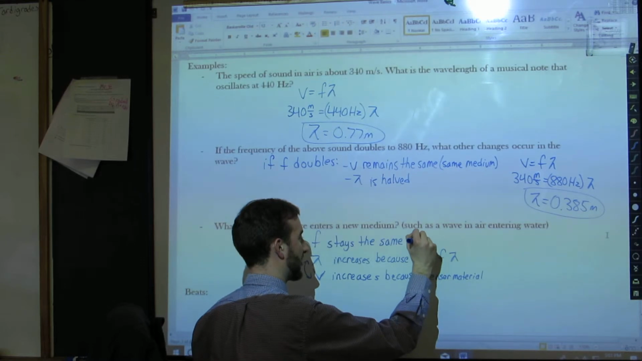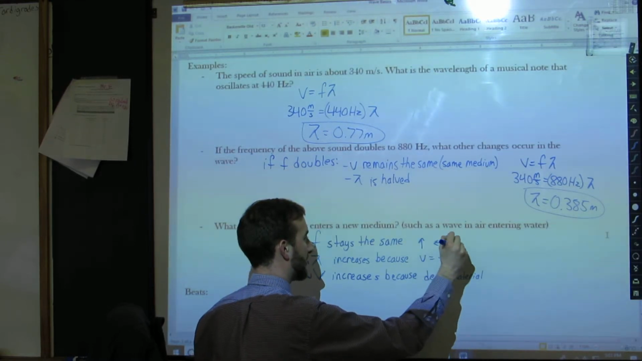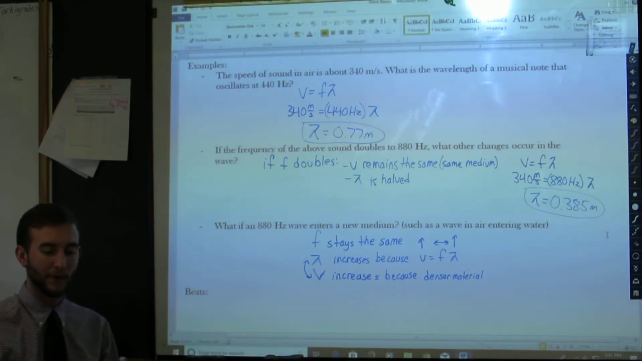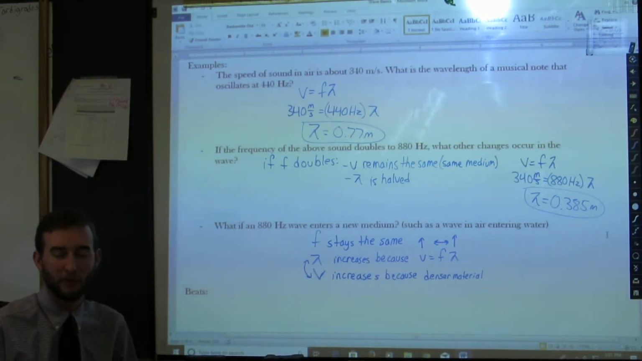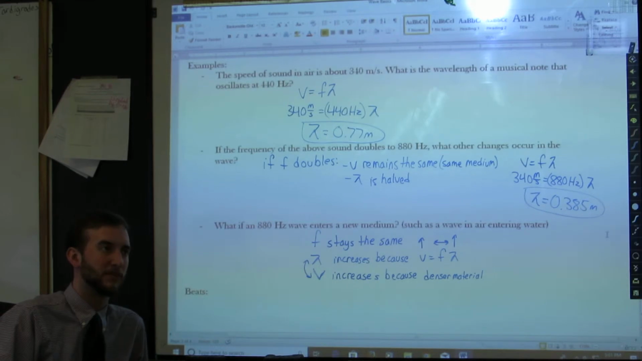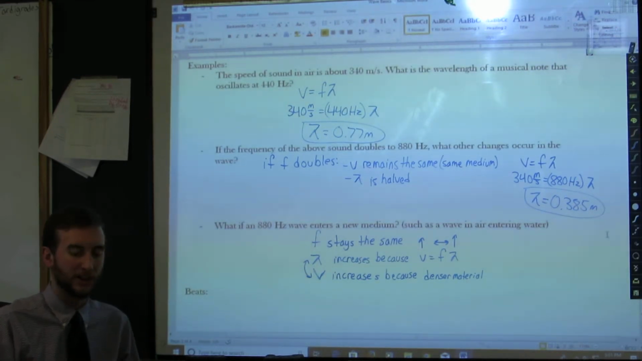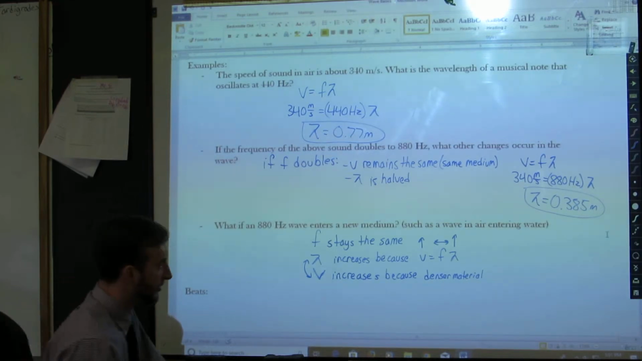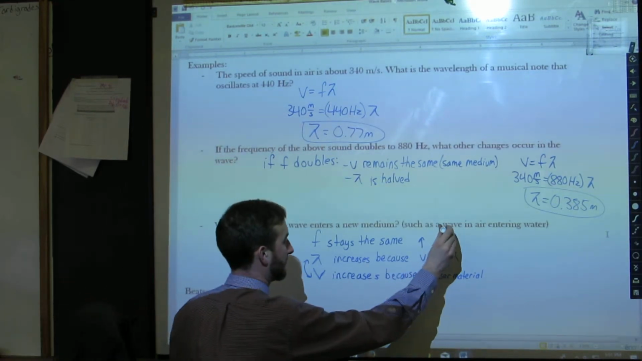So the velocity went up, frequency stayed the same. That means the wavelength would have had to have gone up. Okay. If we had maybe an actual speed for the speed of sound in water, which you can look up very easily, then we would be able to actually calculate what the new wavelength would be.